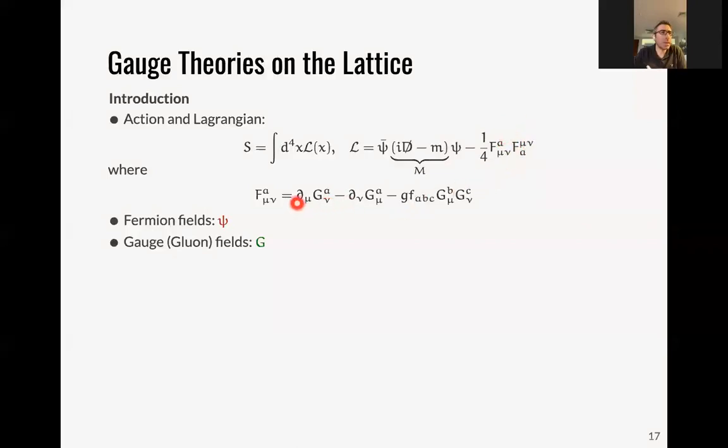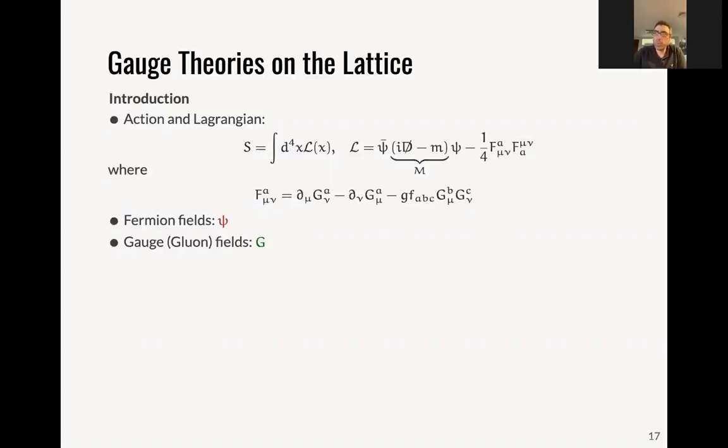The gauge part of the action is, well, for abelian theories you won't have this part here. It's basically the gluon self-interacting term. The fermion fields are psi bar and psi, and the gauge fields I symbolize with G here. Usually this is symbolized with A for QED, for example.